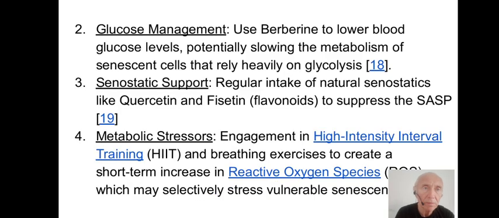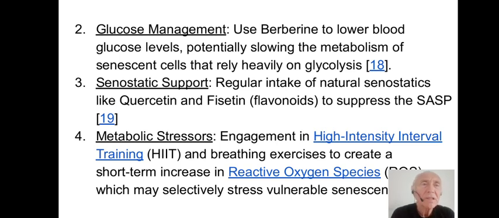Okay, I was talking about this a lot. So glucose management. Use berberine to lower blood glucose level, potentially slowing metabolism in senescent cells that rely heavily on glucose. You can go to the source of information. And mind that metformin is not recommended because it helps in some cases, but on the carnivore diet it is not so good. So berberine is perfect. I highly recommend it.